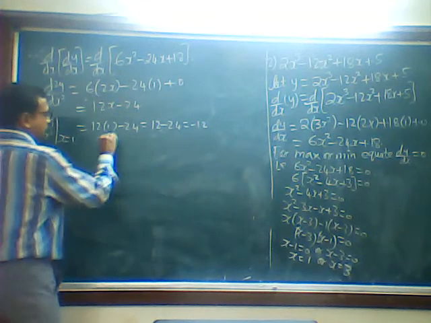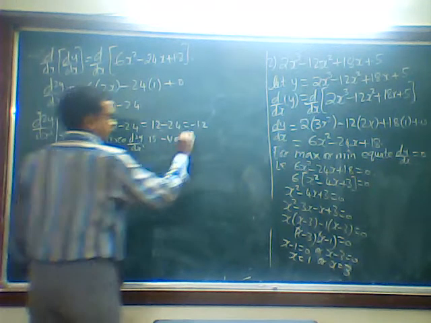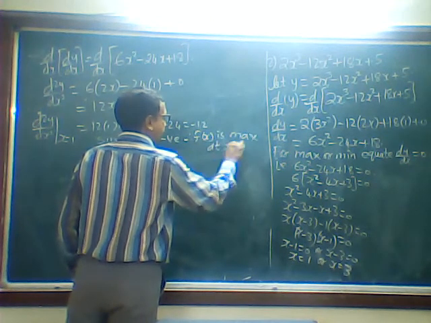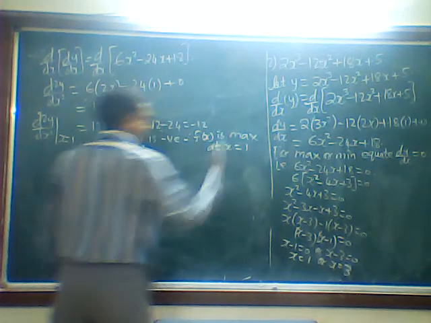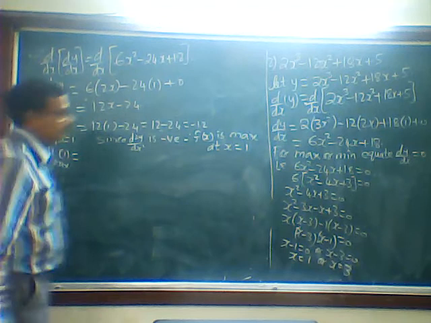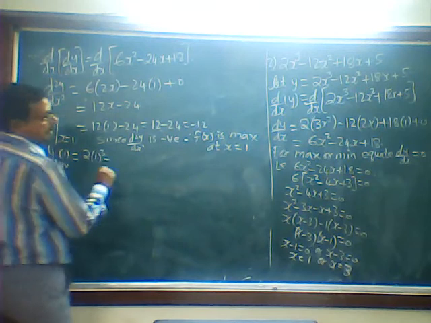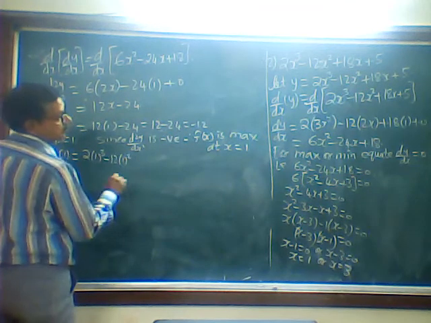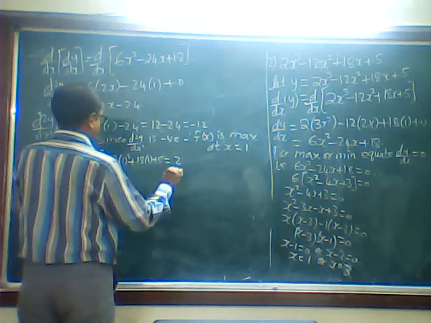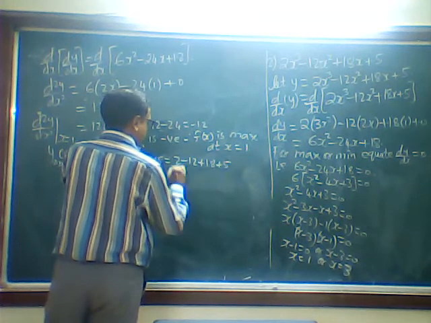I will say here d square y by dx square is negative. Therefore, f of x is maximum at x is equal to 1. What is that maximum value? y max of 1, in the first equation that is given here: 2 into 1 cube minus 12 into 1 square plus 18 into 1 plus 5. So 2 minus 12 plus 18 plus 5. So how much is it?